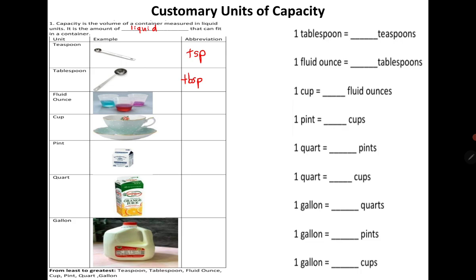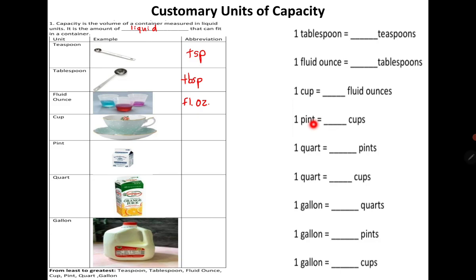We then have the fluid ounce. A fluid ounce is about the size of a medicine cup, or the amount of a medicine cup that is filled up in these pictures. Remember, I talked about medicine cups or giving medicine in terms of milliliters as well. So fluid ounces are comparable to those. For fluid ounce, the abbreviation is FL.OZ. Remember, we talked about ounces before in terms of weight; a fluid ounce is its capacity.